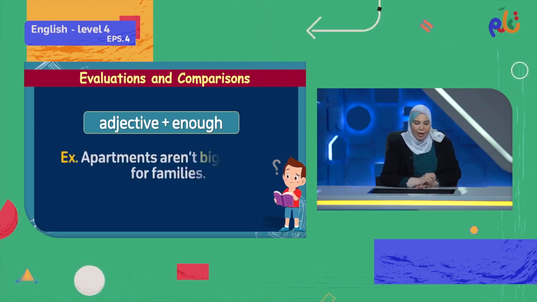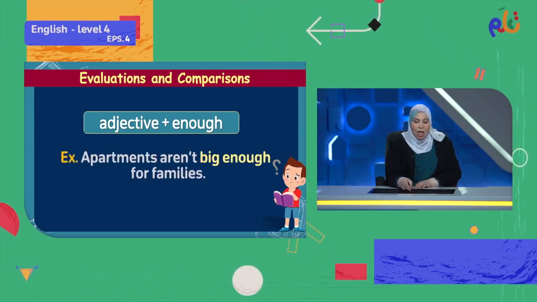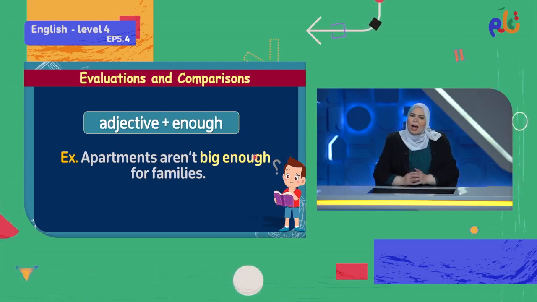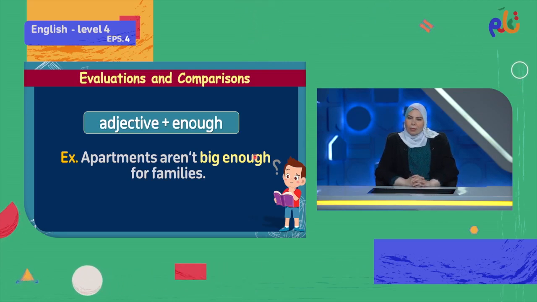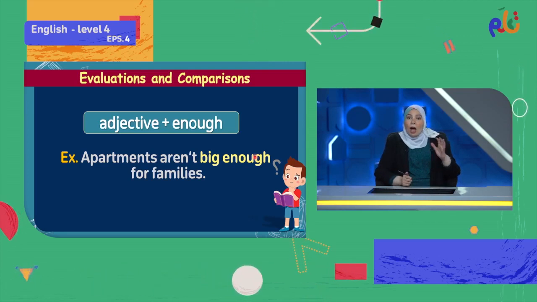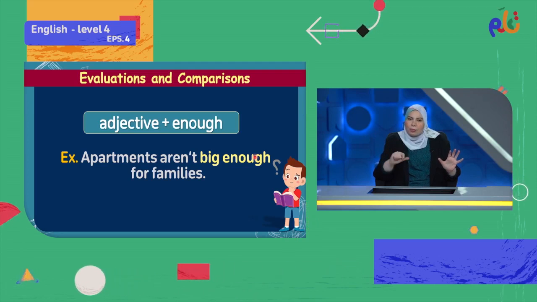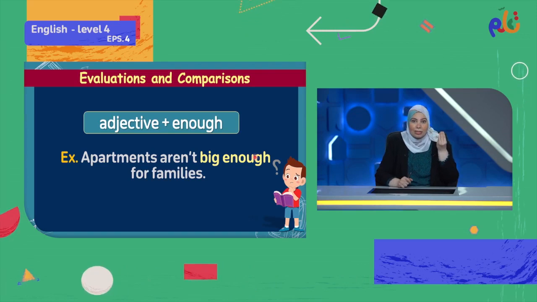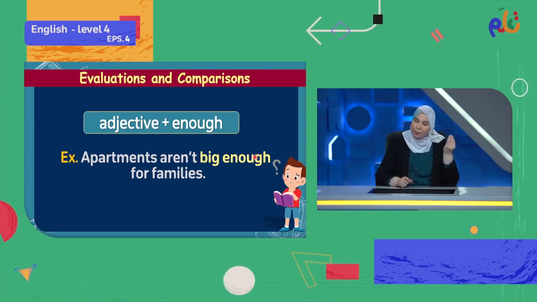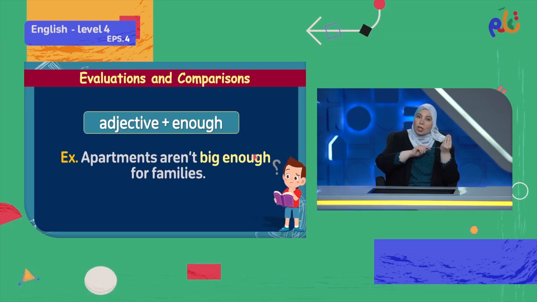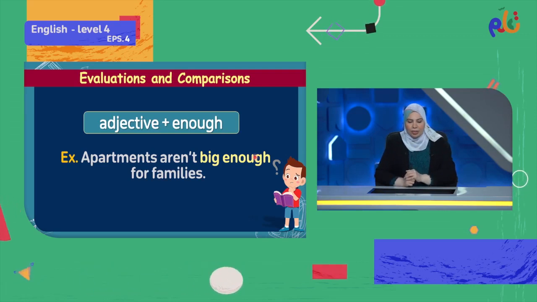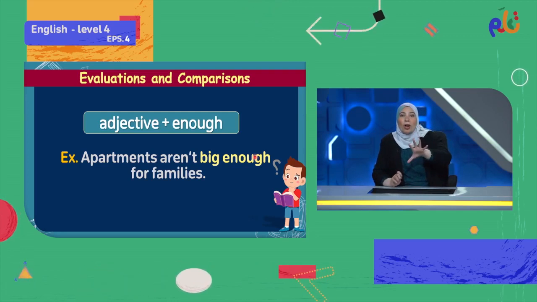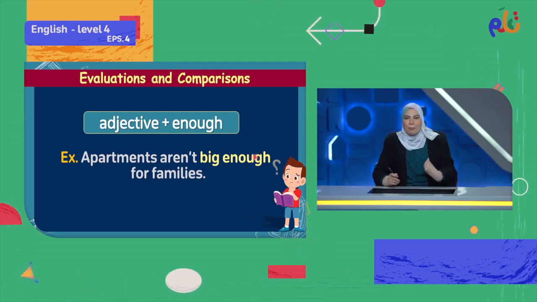So for example, I can say, apartments aren't big enough for families. I can tell the person, oh, I like it, but it's not big enough for me. So just to tell him that I like it, but I want you to reduce the price. Instead of saying it's bad, I speak about the positive adjective, which is big, and then put not before it and put enough after it. So it's not big enough. Instead of saying it's small, I say it's not big enough.